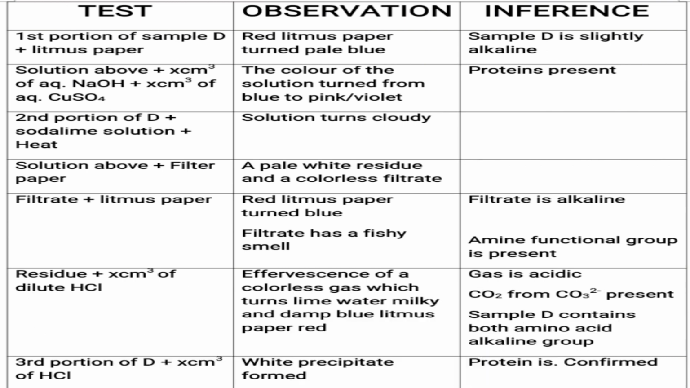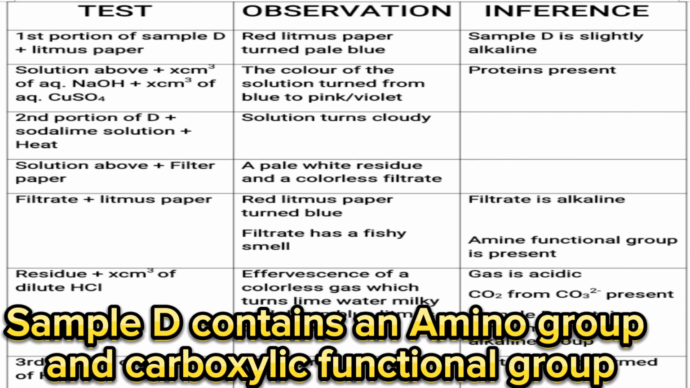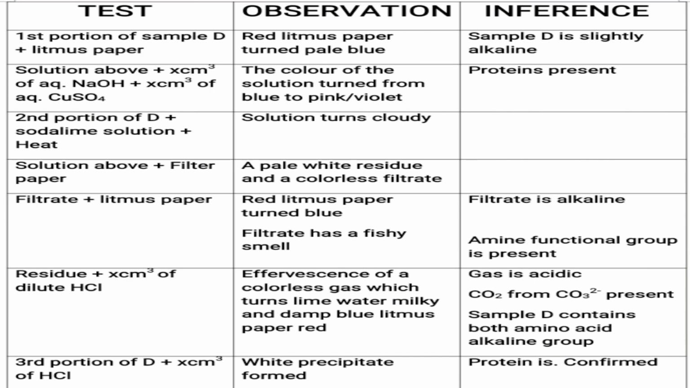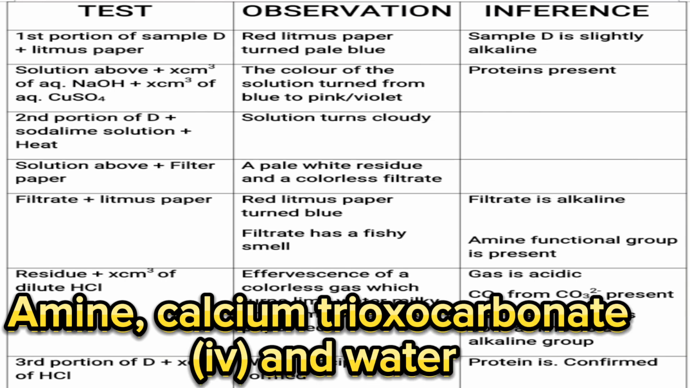Also, in this sample, sample D contains both an amino acid and also a carboxylic acid group. The reason is simple. Let's come back to the second portion. When we add soda lime, the function of soda lime solution is to break down amino acids to give us three things. It gives us amine. Amine is the alkaline part which passes as the filtrate. It also gives us CaCO3, that's calcium carbonate, which gives us the CO2, and then water. The CO2 is the acidic portion.